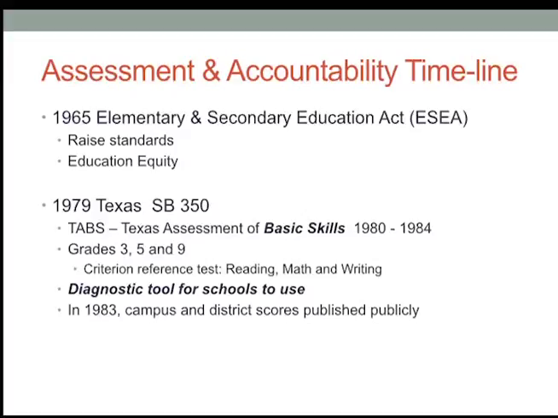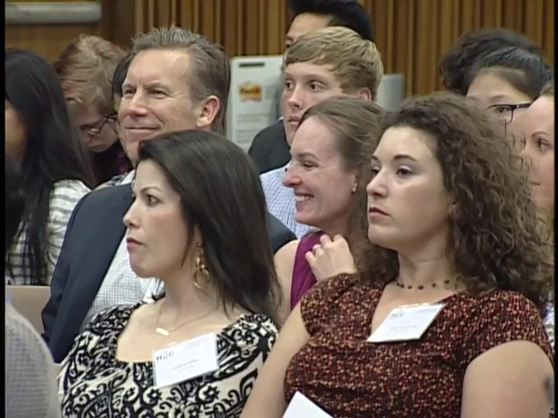While there was much of a patchwork of things that were done, in 1979, Texas, with Senate Bill 350, instituted the first statewide testing with TABS. We've got a lot of acronyms that go along. So if you're wondering what TABS means, it stands for Texas Assessment of Basic Skills. We lived with that from 1980 to 1984, and 3rd, 5th, and 9th graders were tested in reading, math, and writing. The purpose of the test at that time was really to provide diagnostic information to schools so that they could use it to help inform their practice with students.